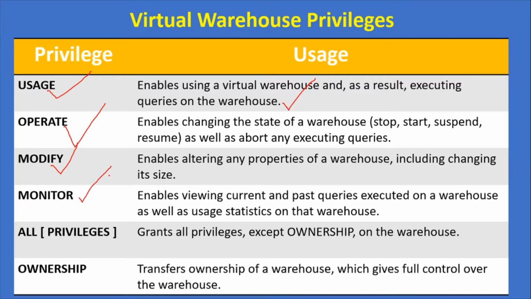The fourth one is monitor, which enables viewing current and past queries executed on a warehouse as well as usage statistics on the warehouse. So with monitor, you can view all current and past queries executed on this warehouse as well as statistics. Past means there is a certain limit, and based on that only you can see the past executed queries. Then there is all privileges, to grant all privileges instead of giving them one by one.